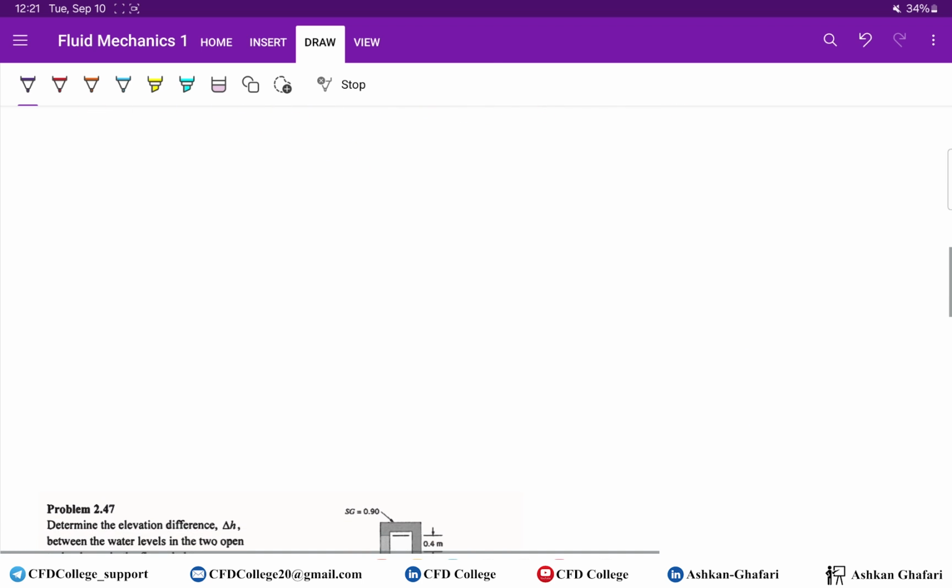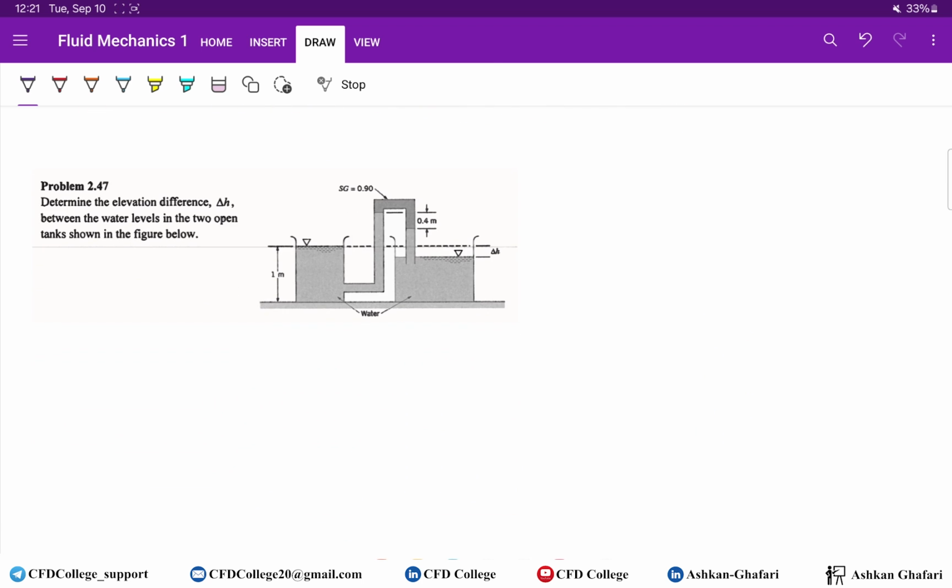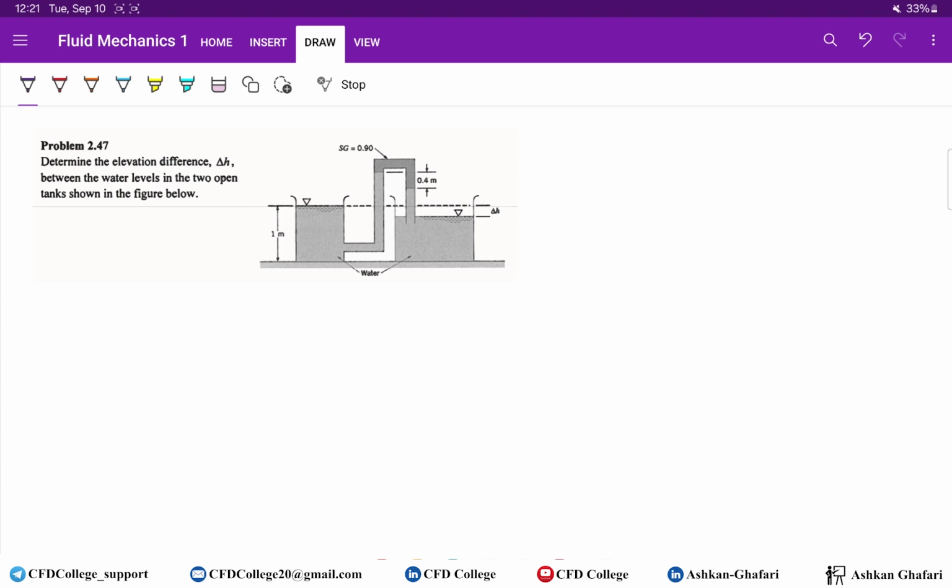Okay, now let's go to the second problem, number 47. In this problem we have 2 open tanks, this one and this one. They are connected with this system. Here we have water, and here we have a liquid with the SG of 0.9. Determine the elevation difference, delta H, this one.